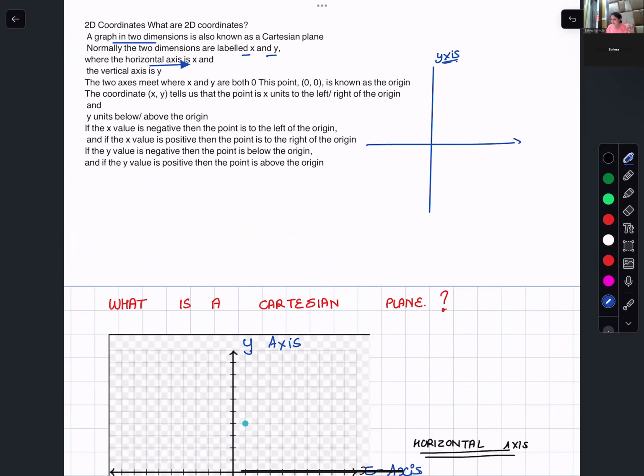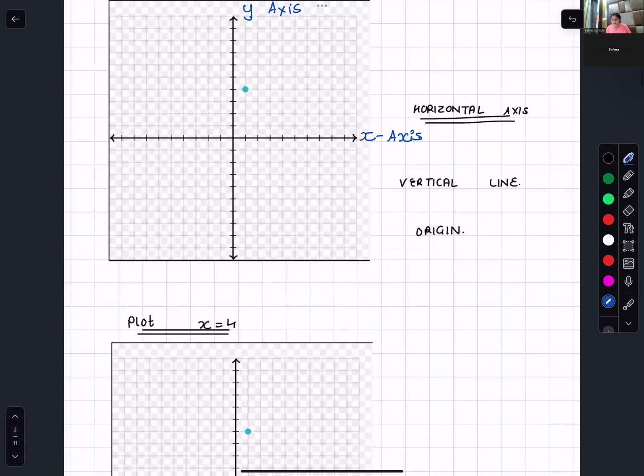This x-axis and the y-axis meet at a point which is called the origin. The origin is 0, and the coordinates of the origin would be 0, 0. So the x coordinate would be 0 and the y coordinate would be 0.